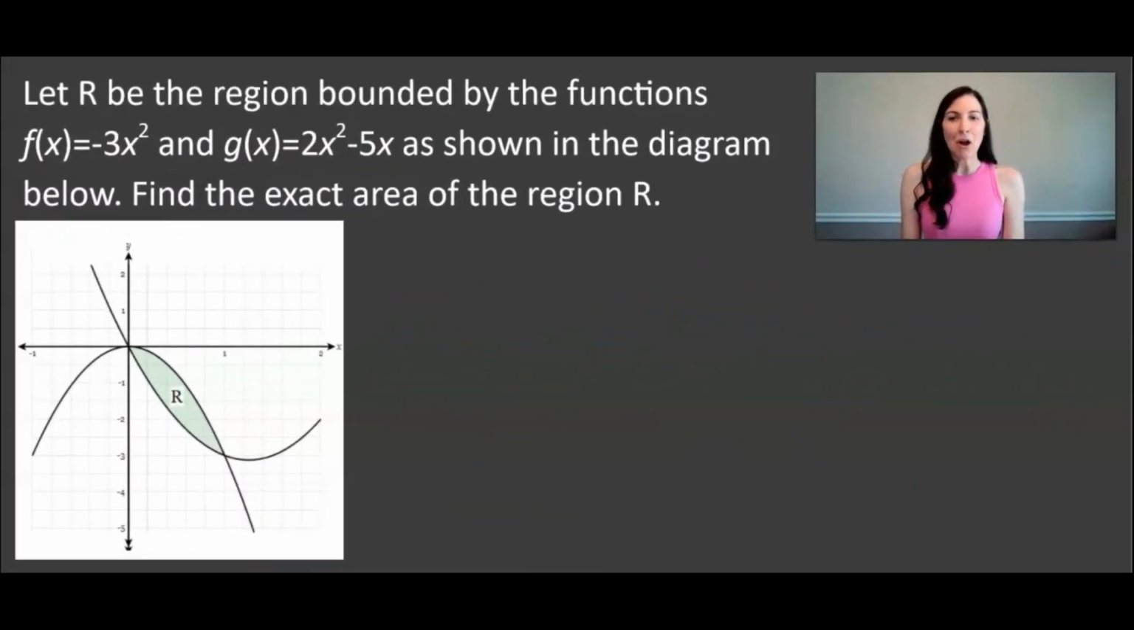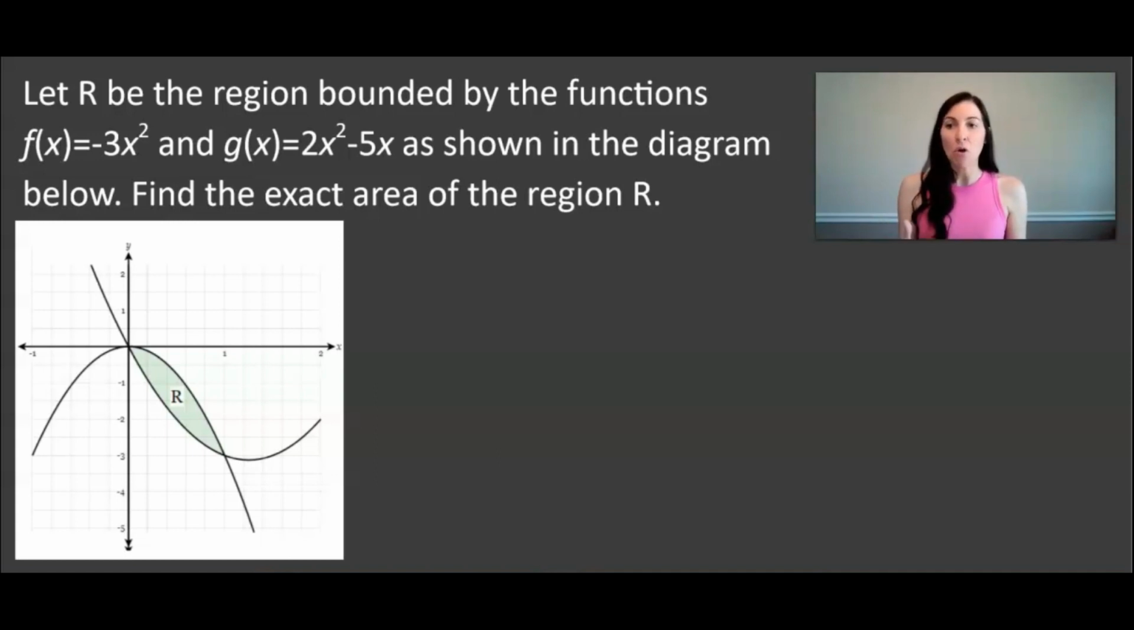We are going to let R be the region bounded by the functions f of x equals negative 3x squared, and g of x equals 2x squared minus 5x as shown in the diagram below, and we are going to find the exact area of region R. In case it helps, I'm going to write what each of these functions are. So f of x is negative 3x squared.